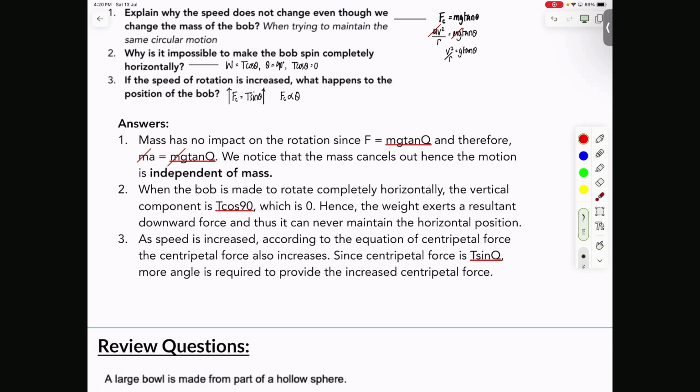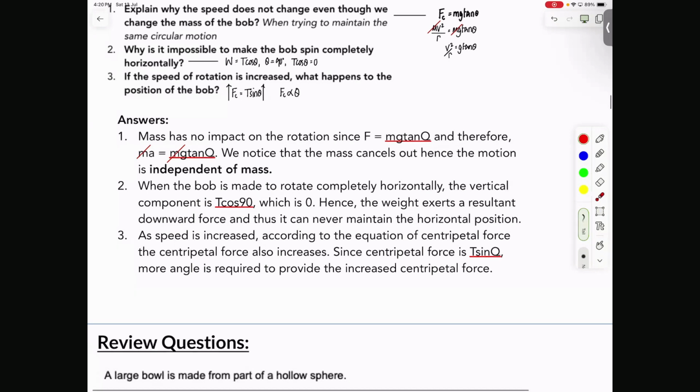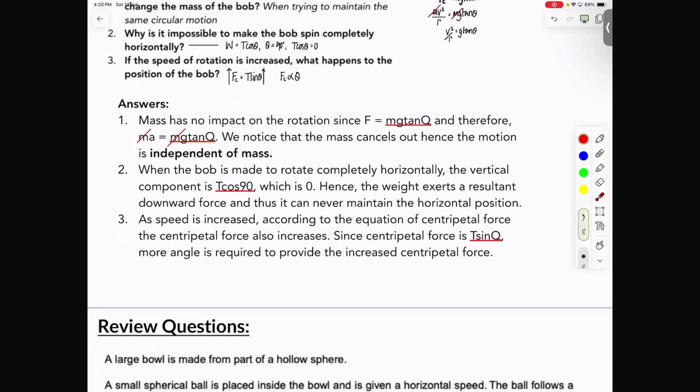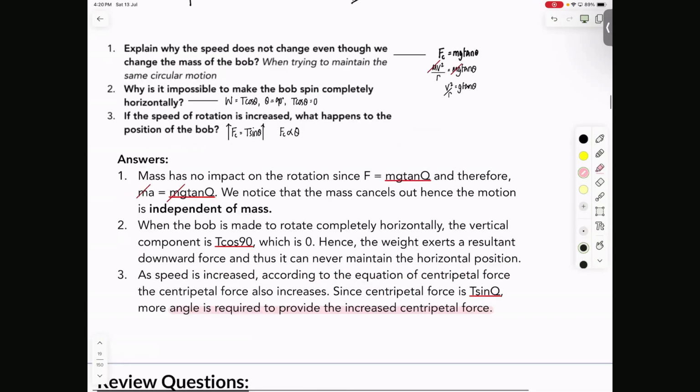As speed is increased, according to the equation, centripetal force increases. Hence, since centripetal force is T sine theta, the angle has to be increased in order to provide greater centripetal force. You can use tan as well, but some students struggle with the tan relationship. Tan is not linear. To a certain degree, it increases and decreases, right? So usually sine is easier because sine means only increase and cos means only decrease.